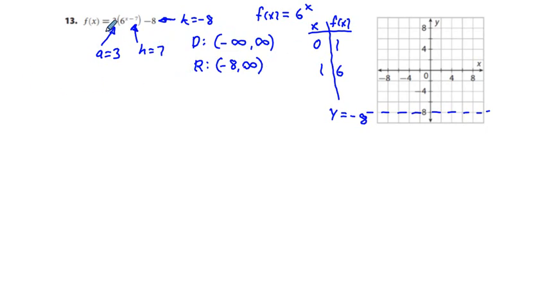Okay, now we have our points that we're going to transform. So let's go ahead and put these over here to the left. We put (0, 1) and then (1, 6). So the first thing we're going to do is translate this. We'll say 7 units to the right. So I'll put up here, translate 7 units to the right.